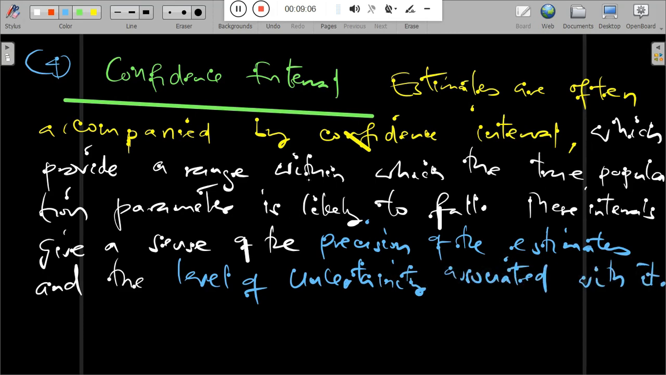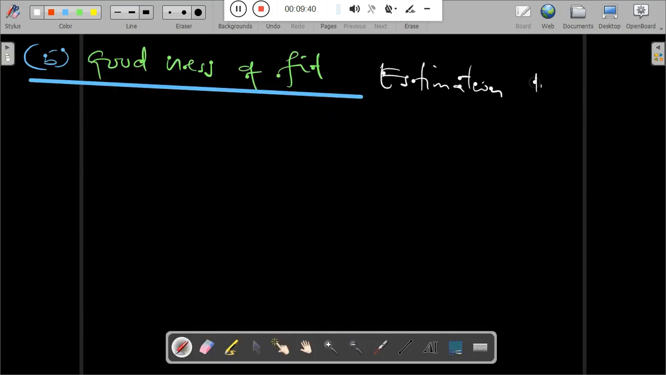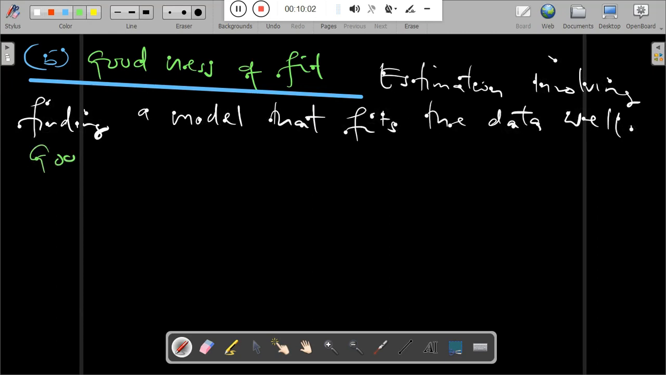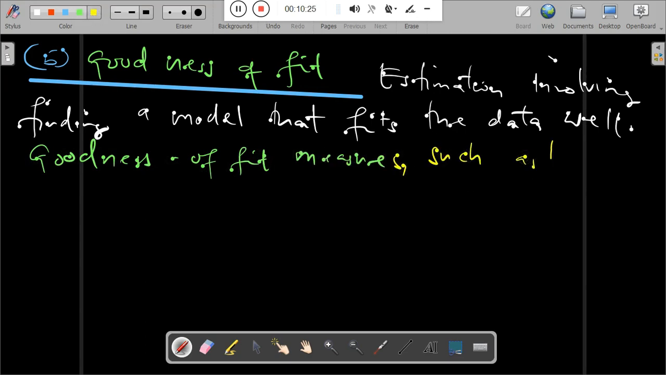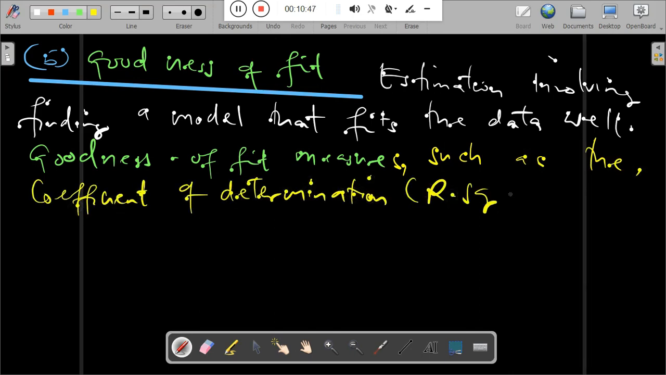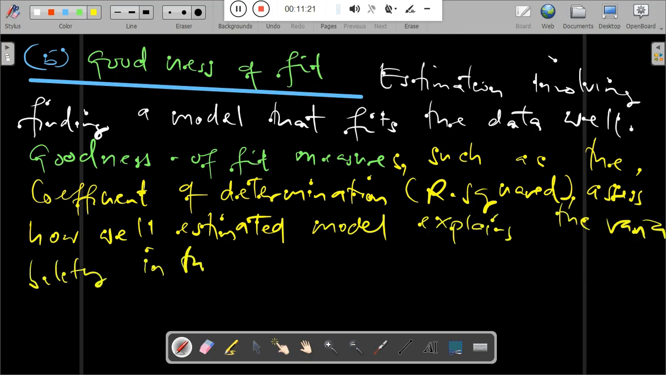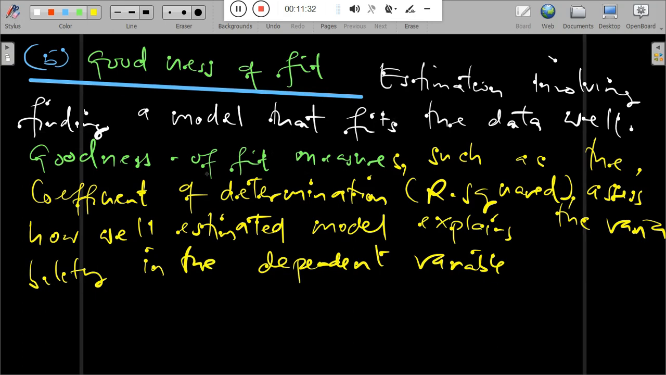The confidence interval is calculated using its formula. In the formula, we use either the Z test or the T test, depending on the nature of the data and the particular problem being solved. Another key concept is goodness of fit, which is measured by R square. This involves finding a model that fits the data well. Goodness of fit measures the coefficient of determination, that is R square, and it assesses how well the estimated model explains the variability in the dependent variable.